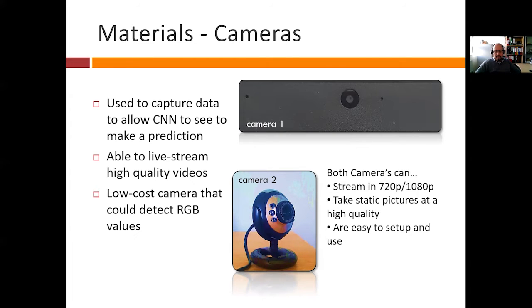The selection of these two cameras is conditioned by the fact that we want something that is low cost, able to live stream high quality videos, with streaming in the order of 720 pixel or 1080 pixel, and the capability to take static pictures at high quality, because then we can use these pictures for our purpose. And the other thing is that you have to keep in mind the type of software that you want to use, and so you want to have something that is easy to set up and use. This is in terms of hardware, in terms of camera.